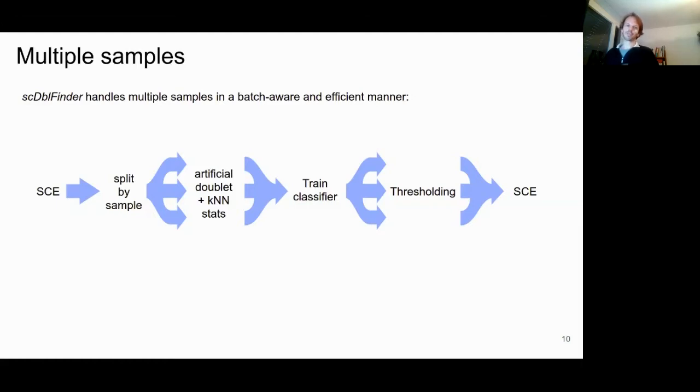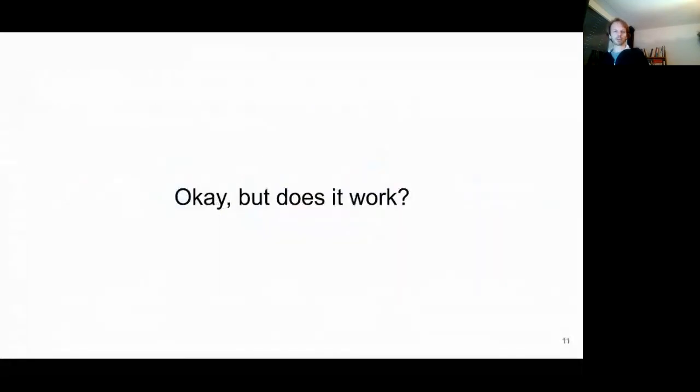And then we train the classifier on the whole data set and split again for the thresholding, thereby accounting for eventual differences in doublet rates between captures. Okay, this being over, I now turn to the question of how well scDblFinder performs.